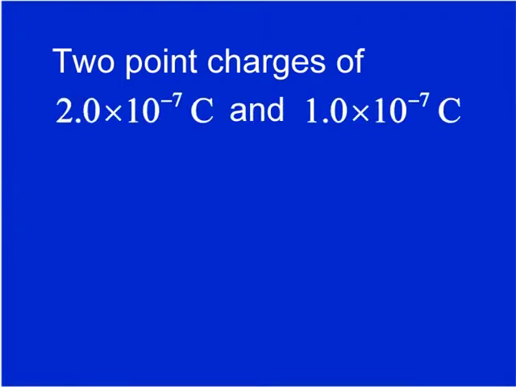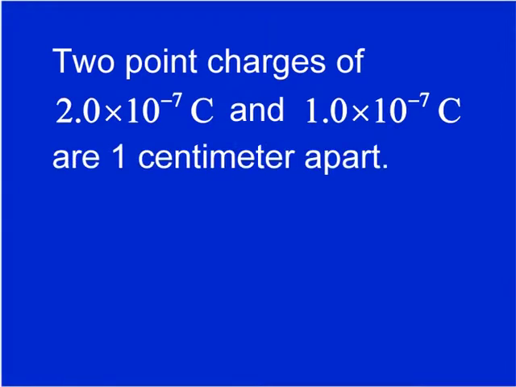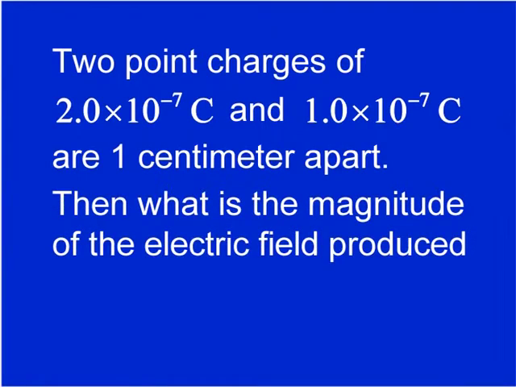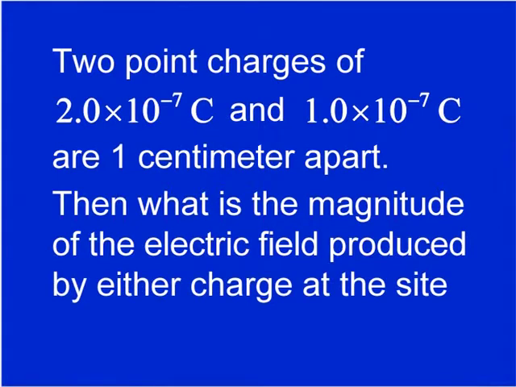Our next problem is 2 point charges of 2 into 10 raised to the power minus 7 coulomb and 1.0 into 10 raised to the power minus 7 coulomb are 1 centimeter apart. Then, what is the magnitude of the electric field produced by either charge at the site of the other?